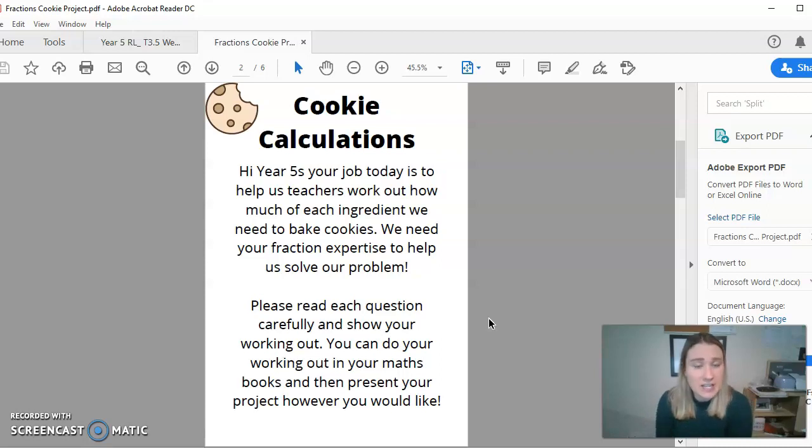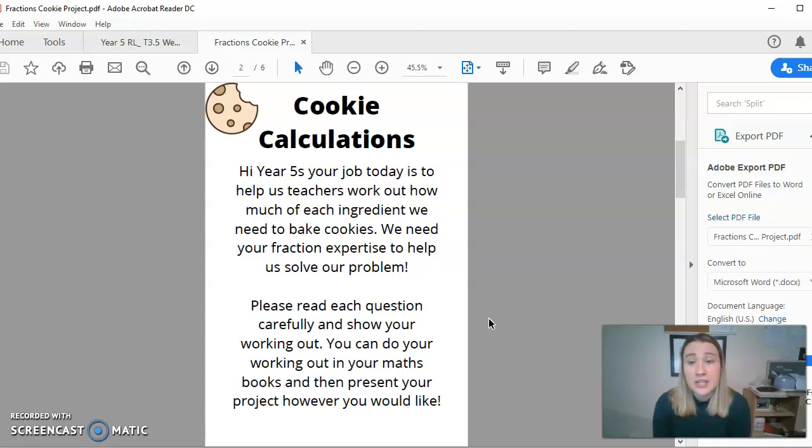So, cookie calculation. Hi Year 5s, your job today is to help us teachers work out how much of each ingredient we need to bake cookies. We need your fraction expertise to help us solve our problem. Please make sure you read each question carefully.